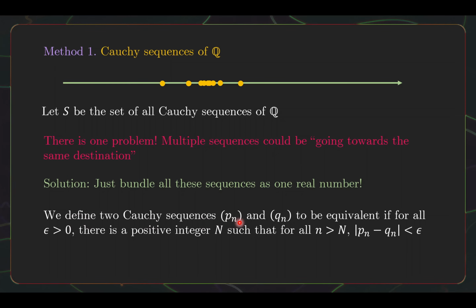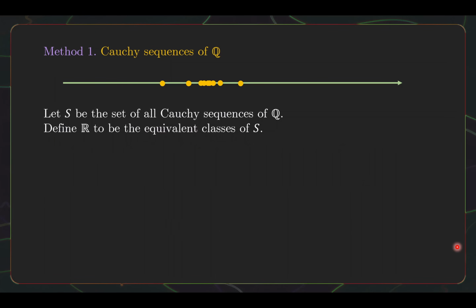Well, we say two Cauchy sequences, Pn and Qn, are equivalent if for all epsilon greater than 0, this is again our threshold, there's a positive integer n such that if you go far enough along the sequence, the difference between the two sequences is less than the threshold. Okay, so with this definition of what we mean by two sequences heading towards the same destination, we can now say that the real numbers are basically the equivalence classes of S.